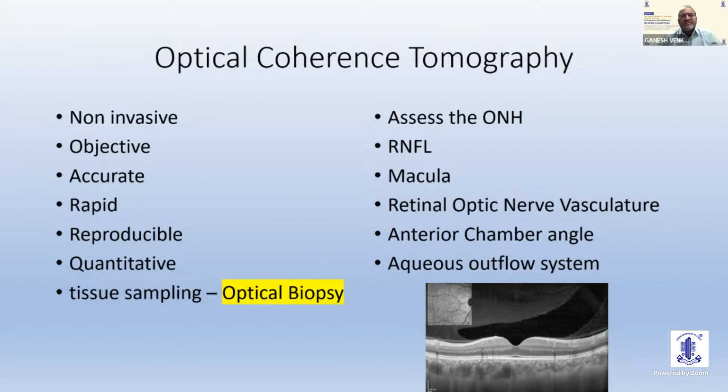Coming to optical coherence tomography, the advantage of this is that it's non-invasive, objective, accurate, rapid, reproducible, quantitative, and it's actually akin to tissue sampling. So you actually get an optical biopsy of the eye and the posterior segment, as you can see in the image below. And it helps to assess the optic nerve head, along with the retinal nerve fiber layer, macula, and optic nerve vasculature. And if you use a swept source, you can also check the anterior chamber angle, and the outflow system can also be assessed.